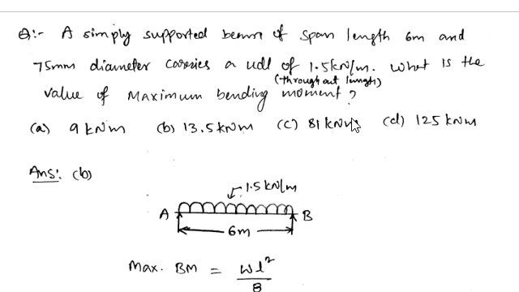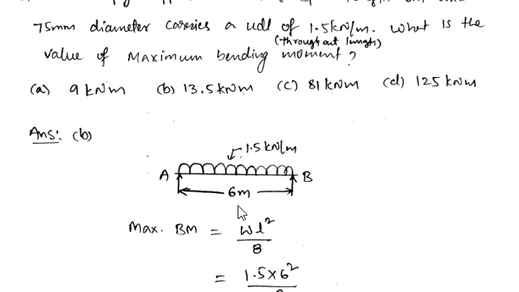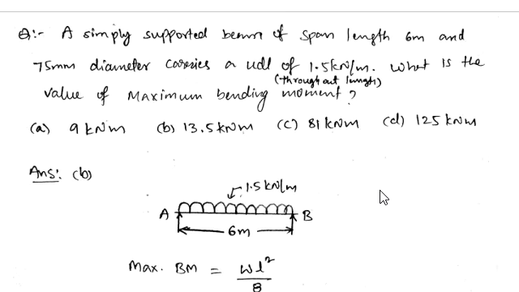And if you see the next question, a simply supported beam of span length 6 meter and 75 mm diameter carries a UDL of 1.5 kilonewton per meter throughout its length. What is the value of maximum bending moment? So a simply supported beam of length 6 meters is carrying a UDL of 1.5 kilonewtons per meter throughout its length. In this case we are supposed to find out the value of maximum bending moment.